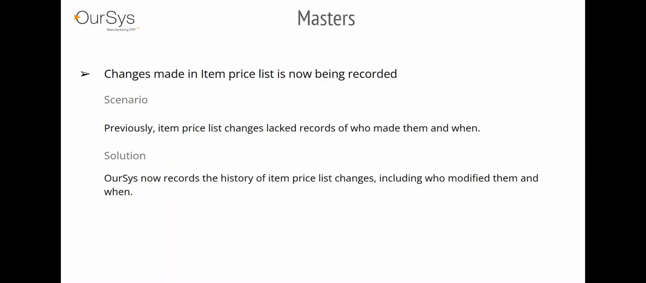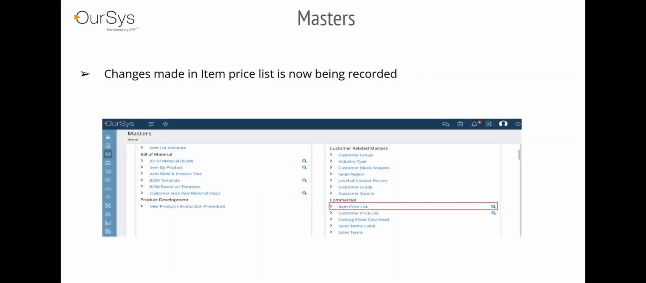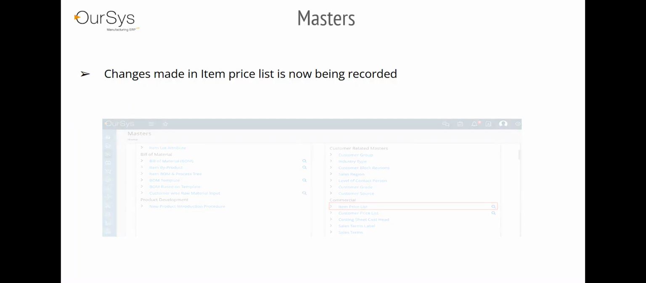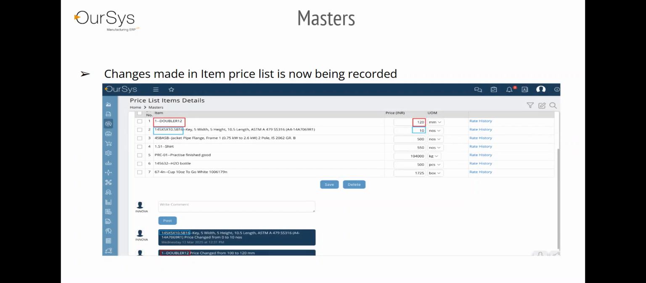To resolve that, OurSys now keeps a record of all the changes made to the item prices in the price list. This means whenever someone updates a price, the system will automatically post a comment into that price list. This will help users keep a track record of who modified it and when the actual modification was done. So here in the item price list, if we make any changes, the system will automatically post a comment of the changes made by the user with a timestamp.